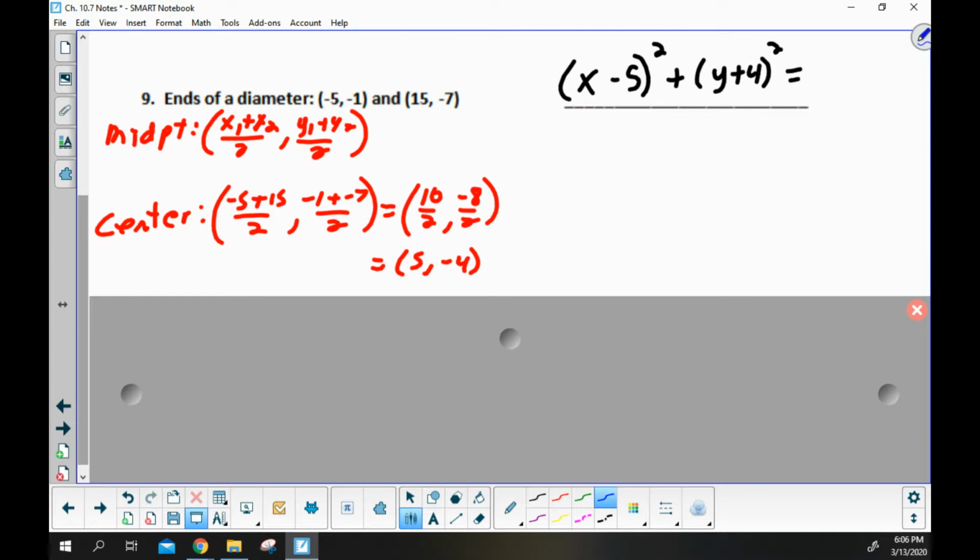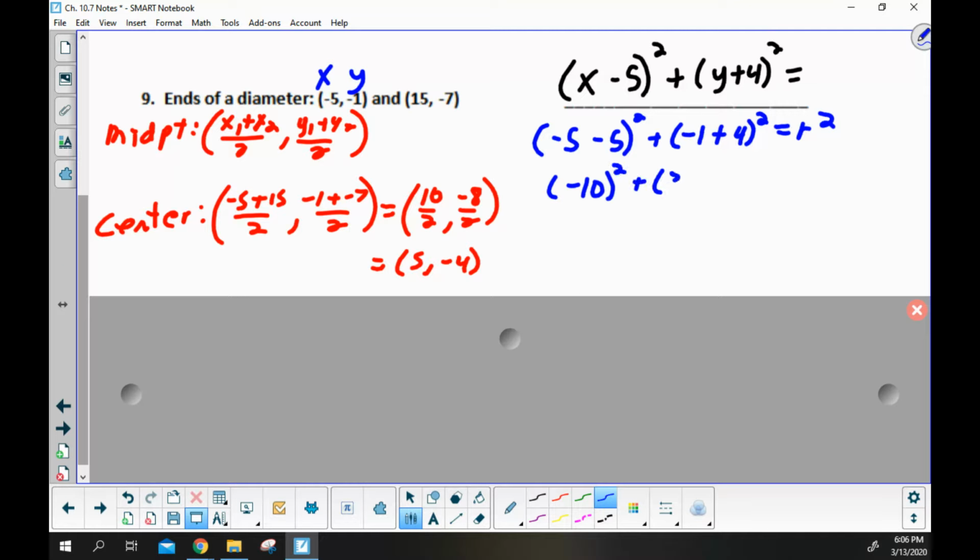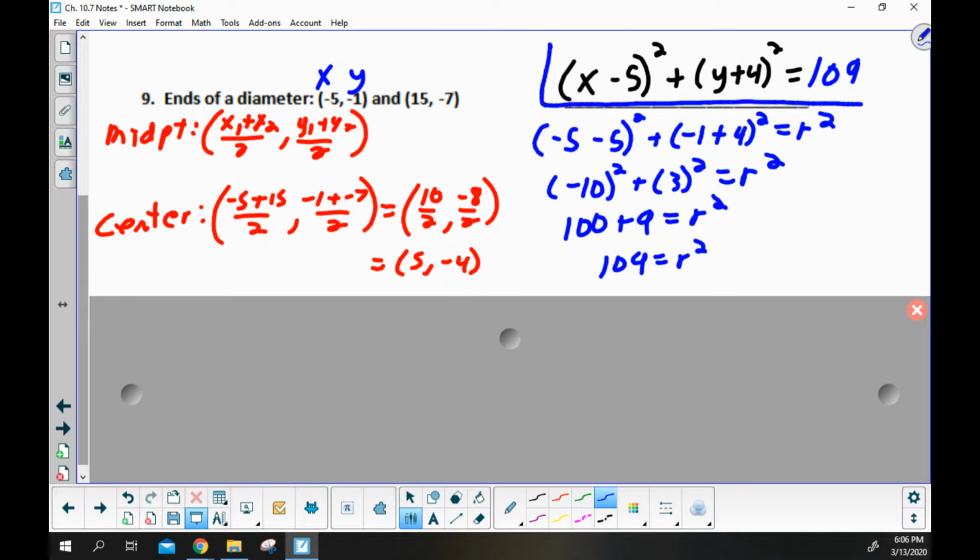But it doesn't matter. So again, there's an x, there's a y. Negative 5 minus 5 squared plus negative 1 minus 4, so it's plus 4 squared equals my r squared. Negative 10 squared plus 3 squared. That's 100 plus 9. So 109 equals r squared, and that's what I want on the end, 109. And there's my answer. X minus 5 squared plus y plus 4 squared equals 109.